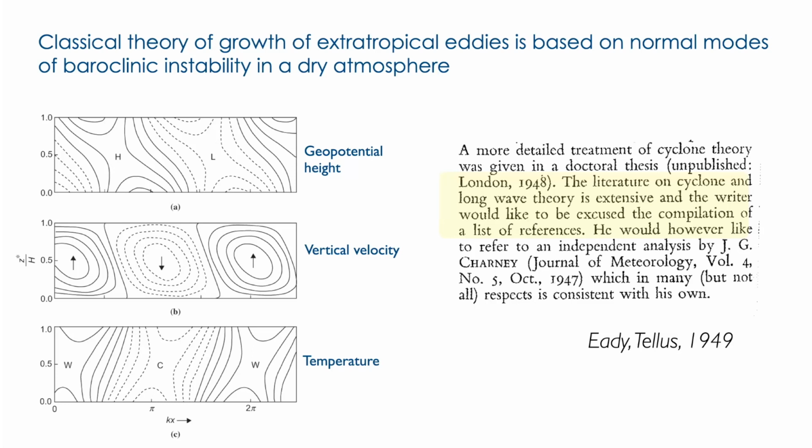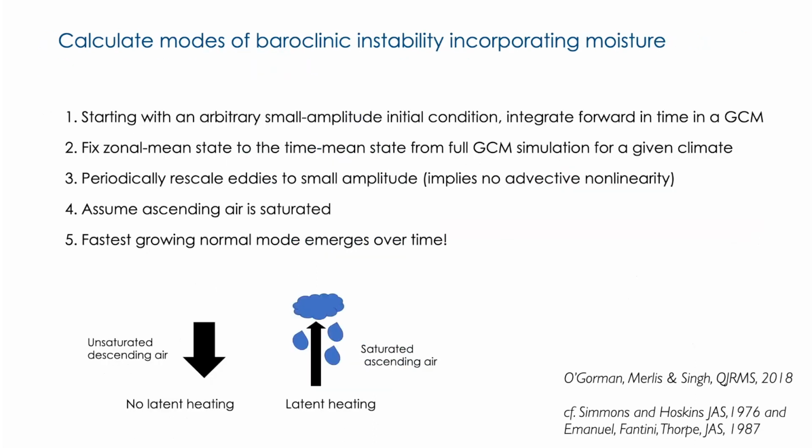Okay, so what we'd like to do is use this kind of basic theory, but in a way that can be applied across different climates. And of course, that means we need to take into account moisture and latent heating. And so this is how we're going to do it, based on the mean states from the climates from the idealized GCM I showed you earlier over a wide range of climates. This is following past work on dry baroclinic instability on the sphere, and also on work including moisture, for example, from Merlis, Fantini, and Thorpe.